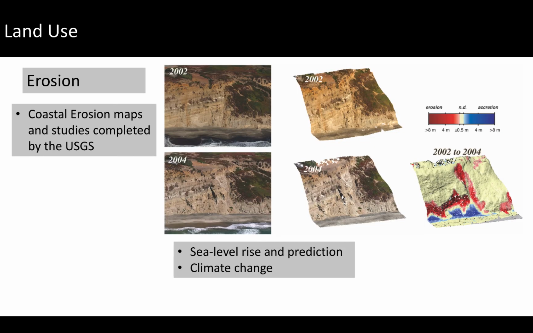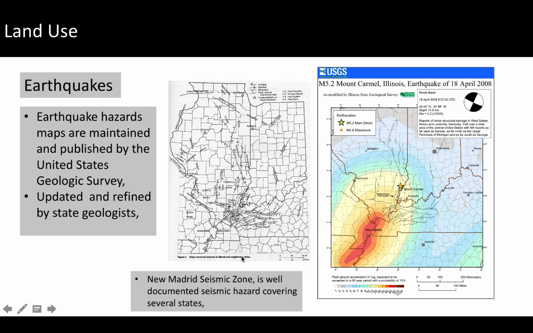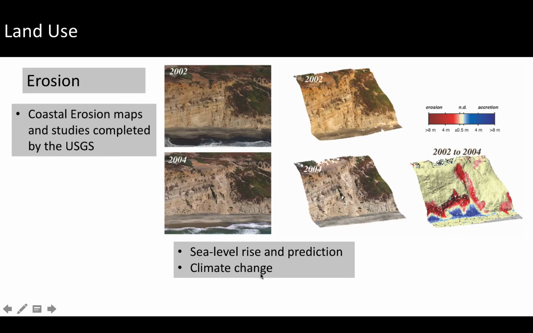Coastal erosion, well, we don't have to worry too much about that. A lot of that's managed by the USGS as well. Coastal erosion studies have been going on for a long time, but now we're also interested in sea level rise, and the effects of climate change and how sea level may inundate or advance erosion.